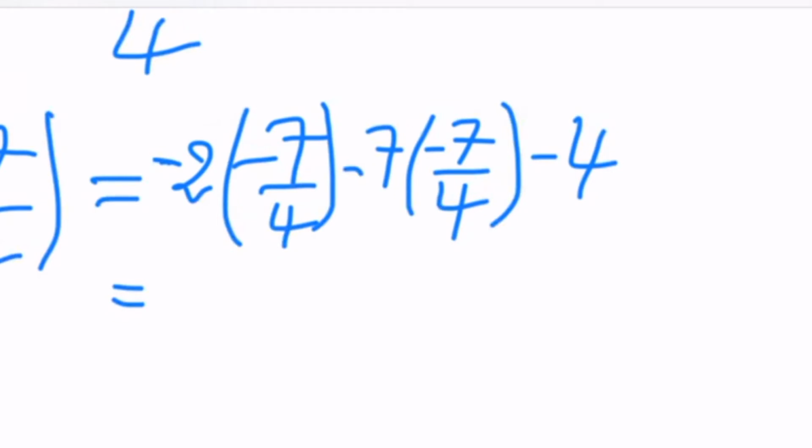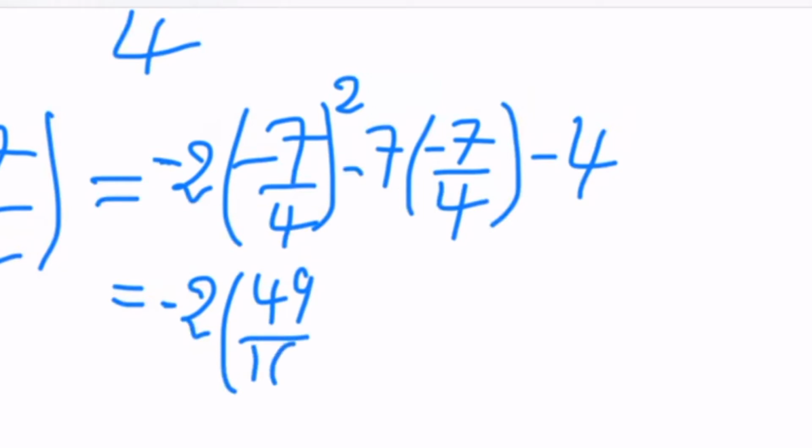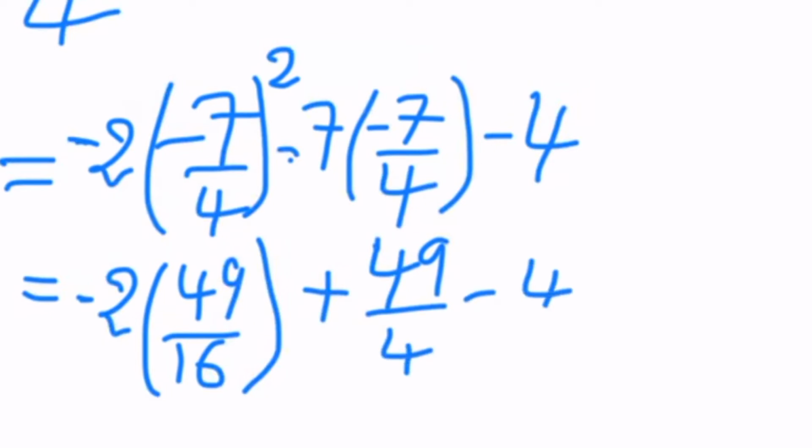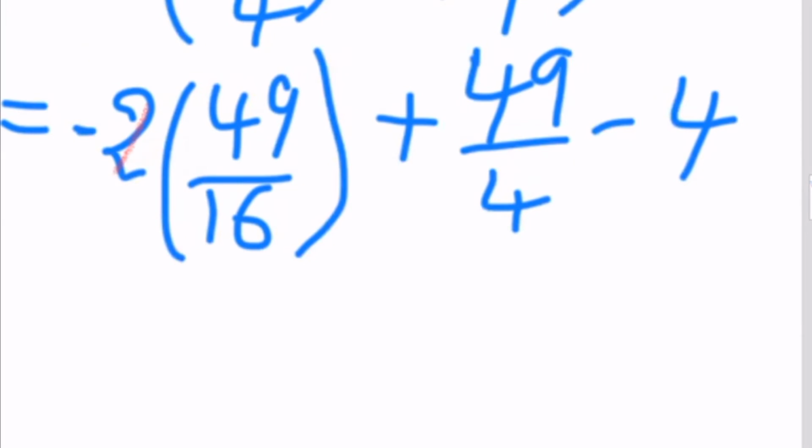Minus by minus is plus. Actually I forgot the square here, so we need to square first, so you get minus 2 times 49 over 16. And then minus by minus plus 7 times 49 over 4, minus 4. Then simplify 2 with 16, so you get minus 49 over 8.